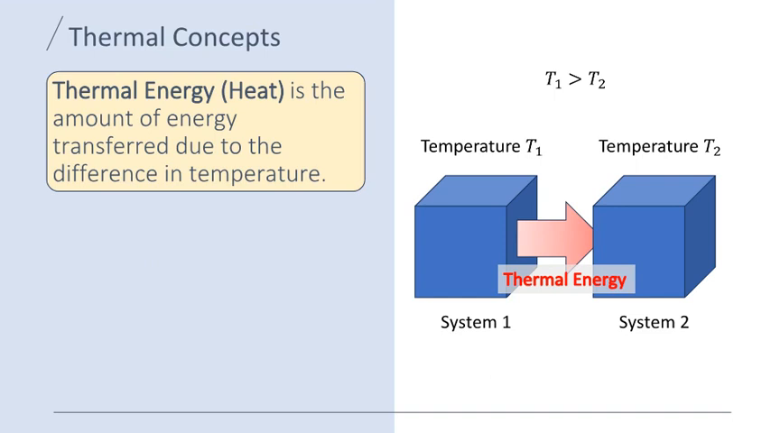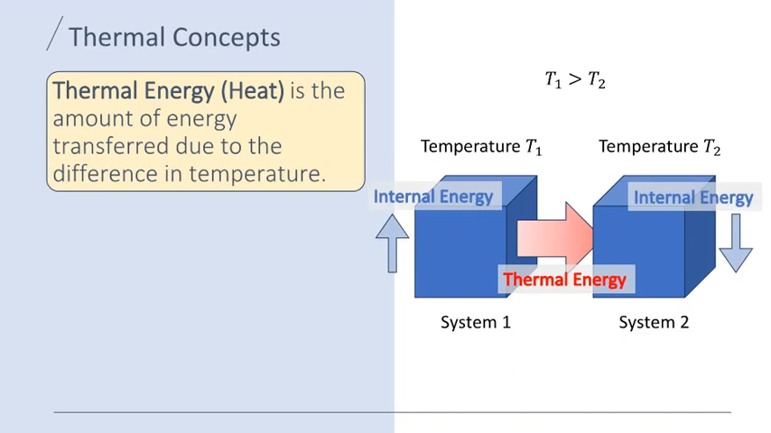The term thermal energy is called energy for a very important reason. In order for a quantity to be called energy, it must obey the principle of conservation of energy. Therefore, System 1, which loses energy, must have its energy content decrease. And System 2, which gains the energy, must have its energy content increase. The energy content here is called internal energy.